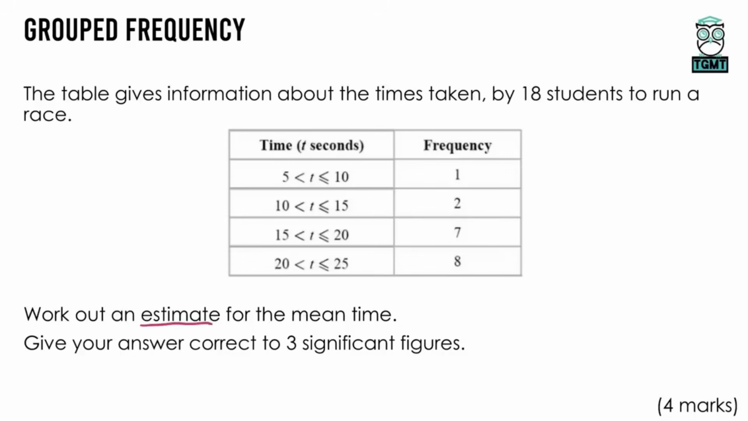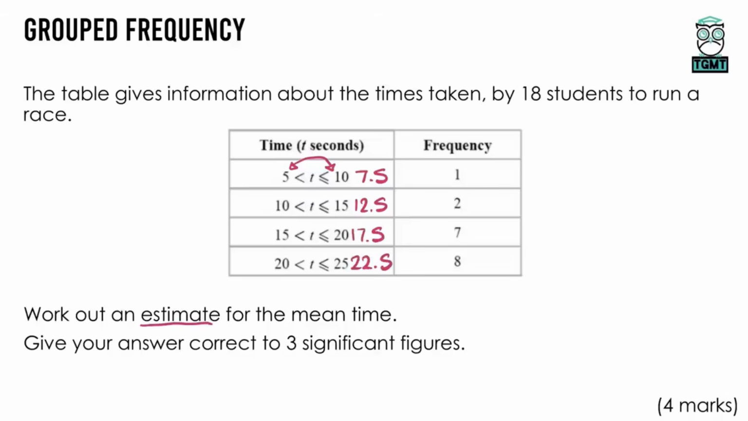So because we don't know it, we're asked to estimate the mean. And the way that we're going to estimate that is to find the midpoints of the groups. So here we're looking at the midpoint between 5 and 10. Now if you don't know what the midpoint is, you can add those numbers together and divide them by 2. So adding them together is 15, and that gives us 7.5 when we divide it by 2. The next one will be 12.5, then 17.5, and then it's 22.5.